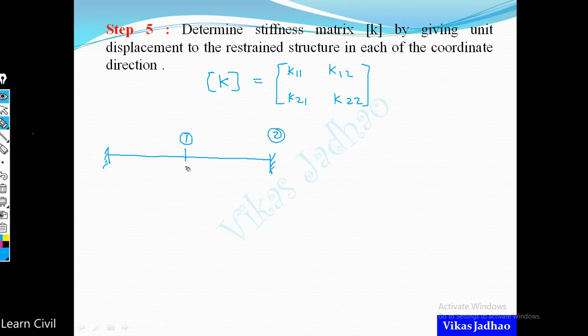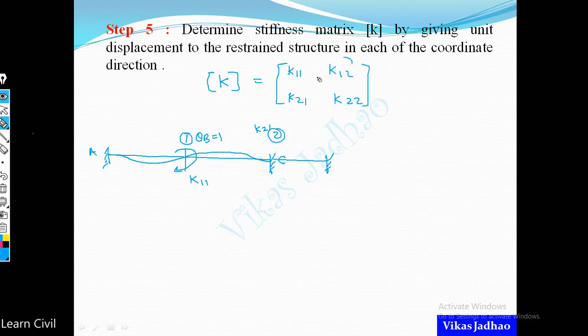So we will apply a unit rotation here, theta B equal to 1 radian. The deflected shape will be something like this. Therefore, two coefficients, K11 and K21, will be developed. These K11 and K21 are calculated by considering the stiffness at that particular location.